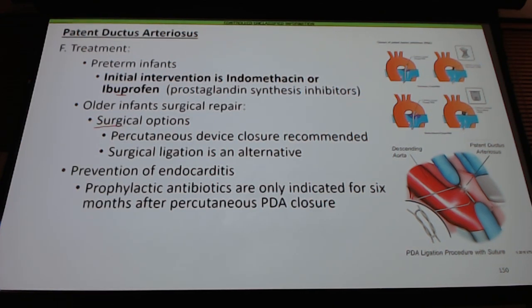If it's an older infant that's born with this, or you're diagnosing this in an adolescent or an adult, then we may need to go in and do a coil ablation, or we may have to do an open thoracic cavity surgery where we tie that across and close that connection.